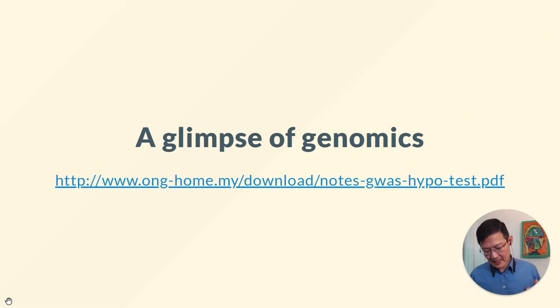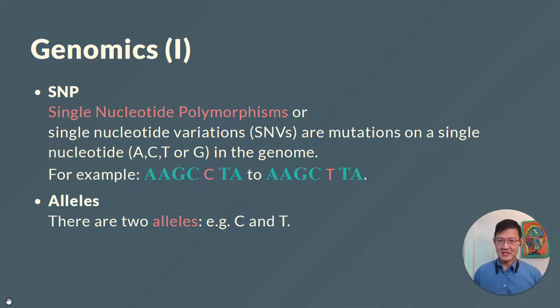Okay, so now let's get to the topic. To be able to tell you more about what a genome-wide association study is, bear with me a little while I give you a short tour of genomics. The key thing that people study in genomics, sometimes called the genotype, is something called single nucleotide polymorphisms, or sometimes single nucleotide variations.